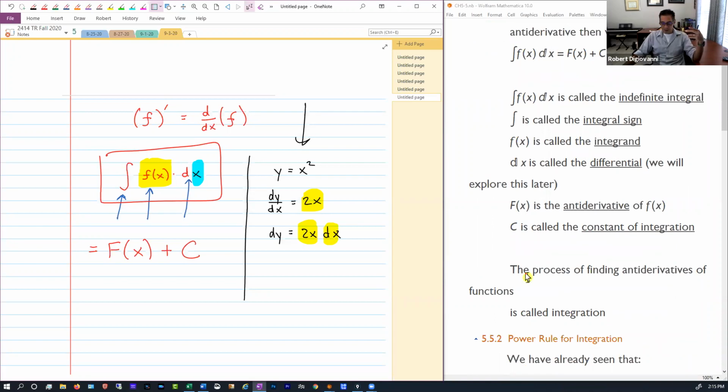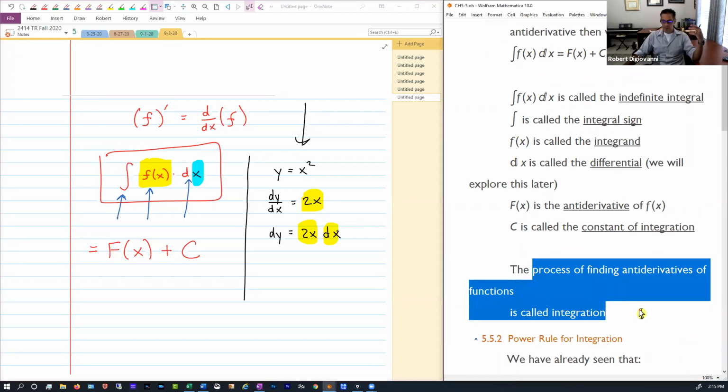The actual process of finding antiderivatives of functions is called integration. When you were in Cal 1, you were doing derivatives, and that's called differentiation. Now we're in Cal 2, we're doing antiderivatives, and that's called integration. And if you look at a calculus book, or think about calculus in the big picture, usually calculus is split into 3 classes. You have Cal 1, which is differential calculus. You have Cal 2, which is integral calculus. And then you have Cal 3, which is vector calculus.